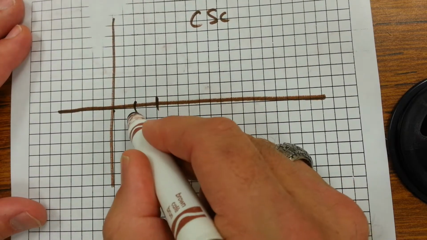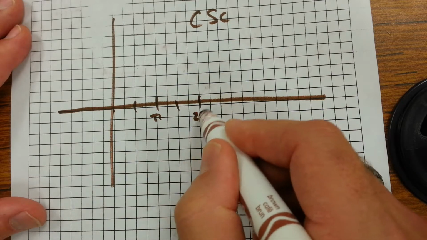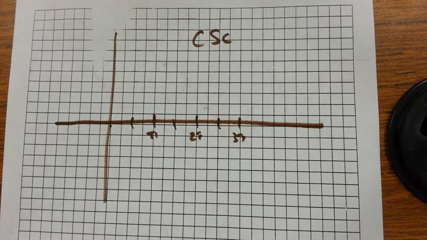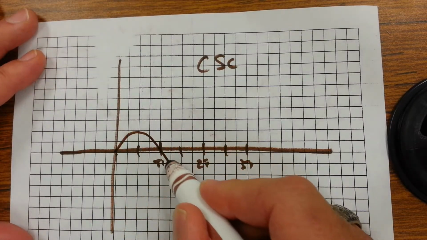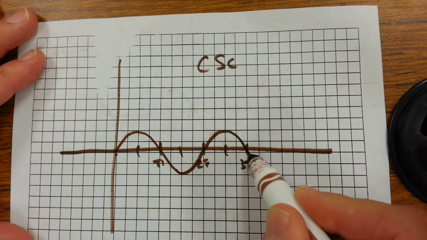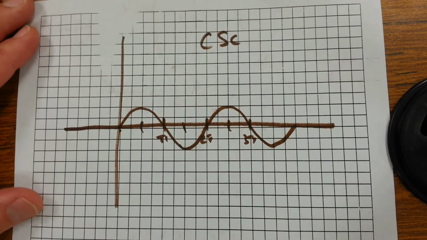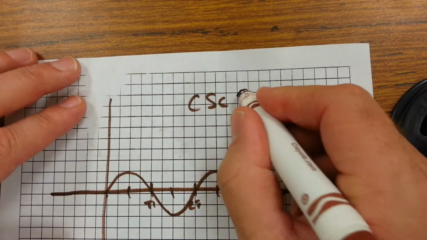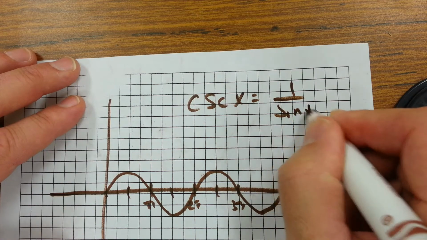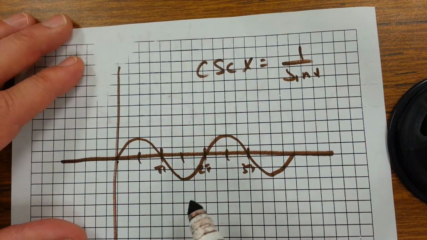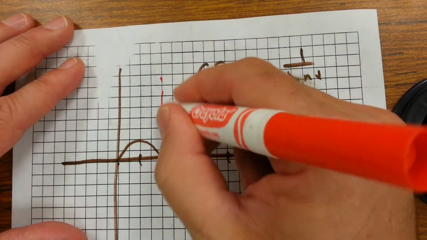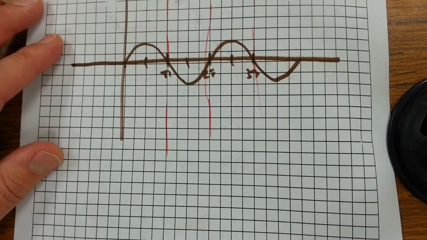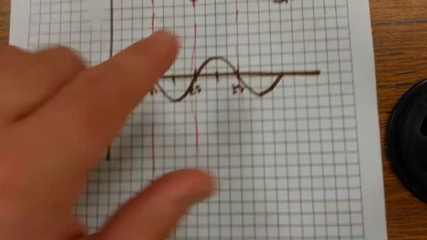For a normal sine curve, here's pi, 2 pi, 3 pi, and this is my sine graph. So for cosecant of x equals 1 over sine, notice how I graph my sine curve. Where's sine 0? That's where my asymptotes are going to go, at pi and 3 pi. All right, and we can do the same type of thing if we have a change in the period.